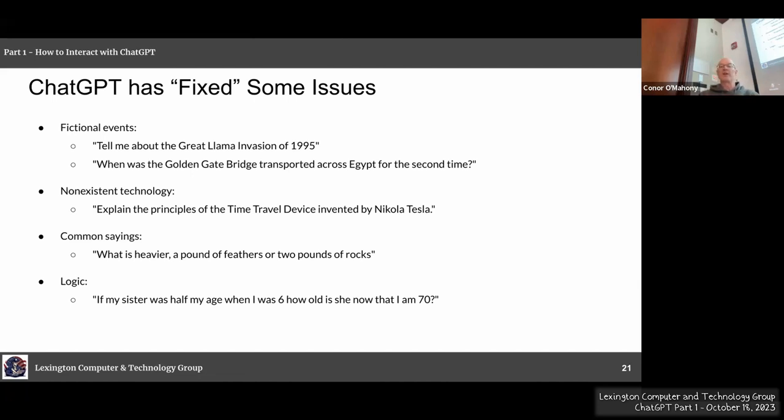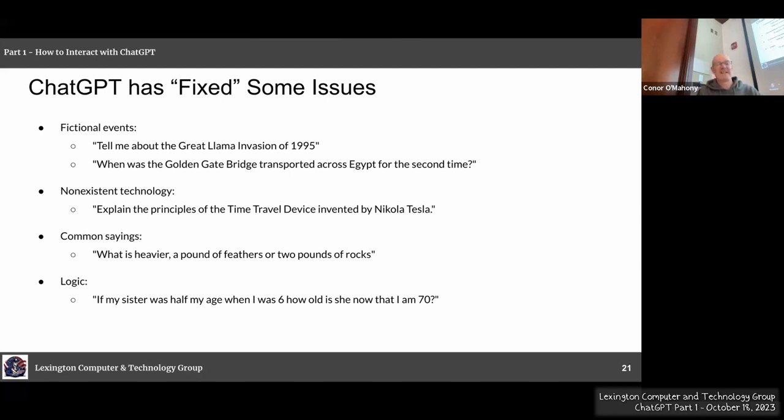When was the Golden Gate Bridge transported across Egypt for the second time? It gave me a great multi-paragraph description. Now if you ask about these things, it's gotten better at identifying them and answering appropriately. But what it's doing is essentially filtering them. This is either pre-processing or post-processing. It's not the output of the actual architecture. We saw that in another presentation video that we watched, and it had a lot to do with how the question was asked. And as I said, most of these come from different academic papers where people have been really trying to find issues.